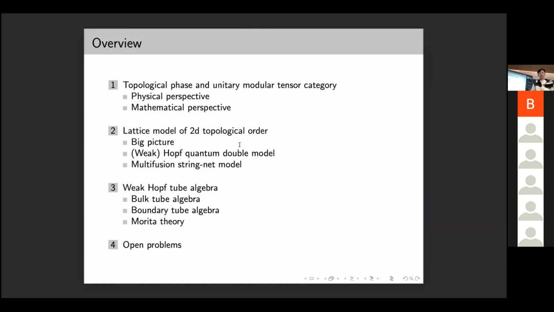The first one is just some bigger picture about the topological face, especially about the 2D topological face. And for the second part, I will introduce the lattice model for the 3D topological model, especially for the Walker-Wang model and for the string-net model.